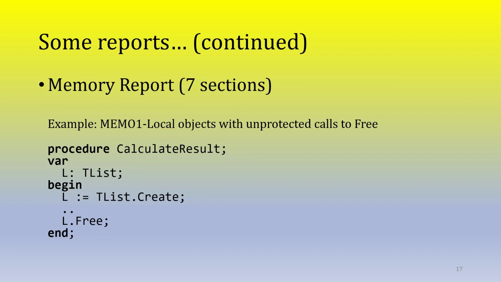The memory report displays different kinds of memory issues. In this simple example, the object L has an unprotected call to Free. You should use a try finally block to make sure that the object always will be freed. If it is not freed, the result is a memory leak.